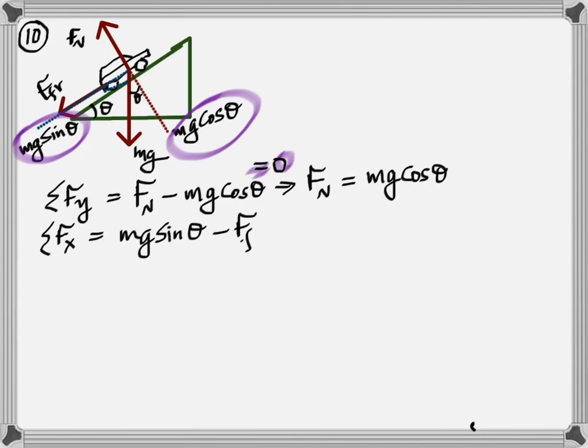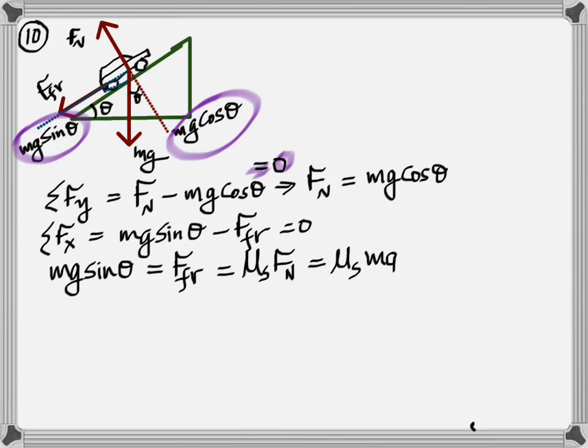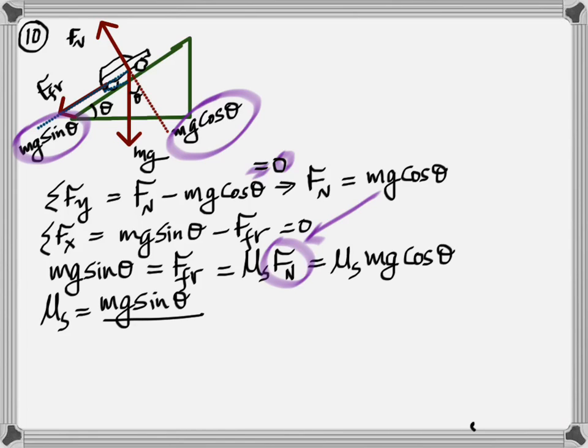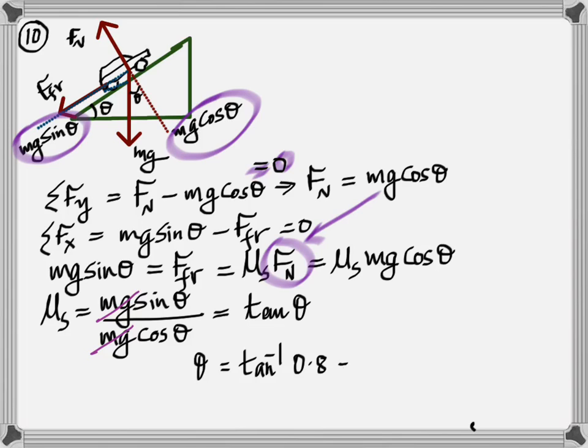Then taking the forces along the x-axis, you have mg sin theta acting down, friction opposite, so minus friction is equal to 0. Friction is mu times the normal reaction, but here the normal reaction is mg cos theta, substituting. So rearrange that equation to find mu s. Tan inverse of 0.8 gives 39 degrees. So that's the maximum angle.